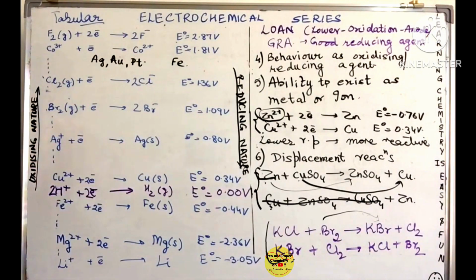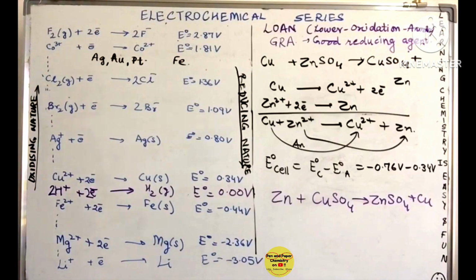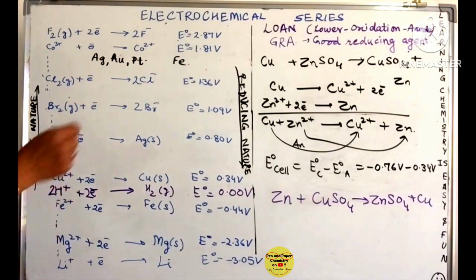Now this is by looking at the electrode potential values. I'll explain one more method, the mathematical method of determining whether a particular displacement reaction will take place or not. So get your pen and paper ready to do some numericals with me. Now let us see how we can use the electrochemical series mathematically in order to determine whether a particular reaction will take place or not. Again, I've taken my favorite example.